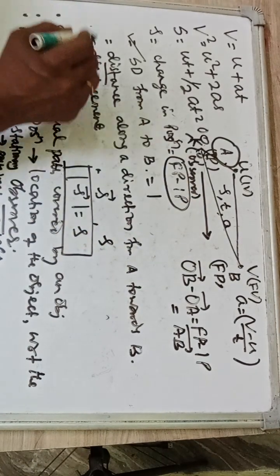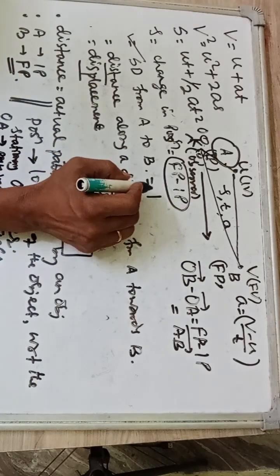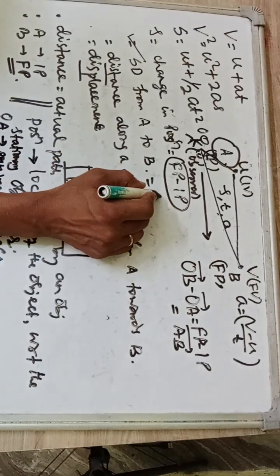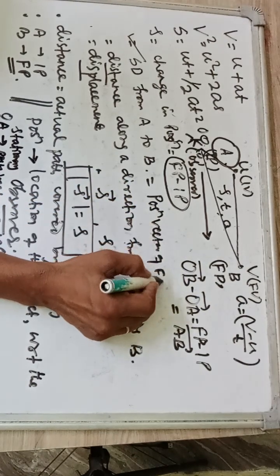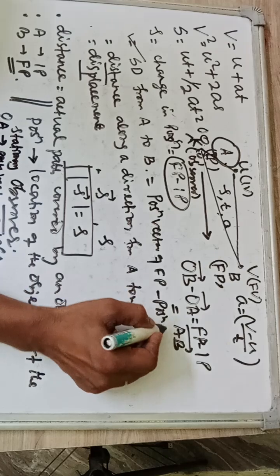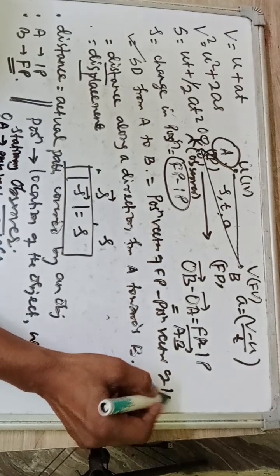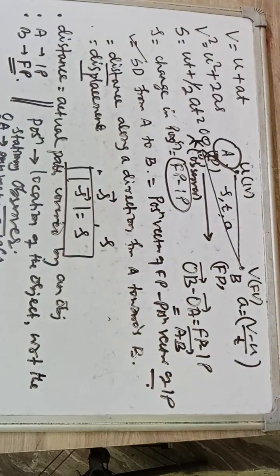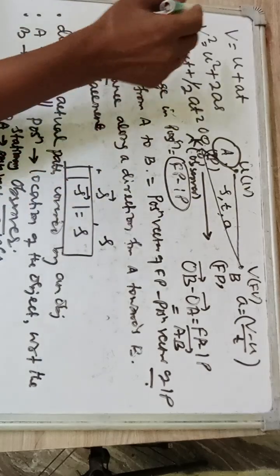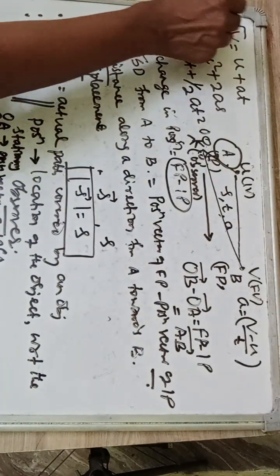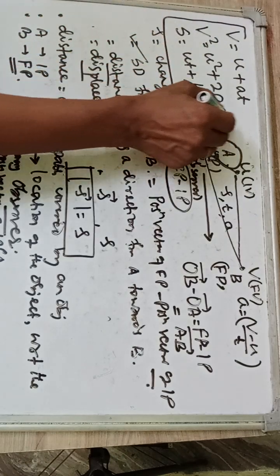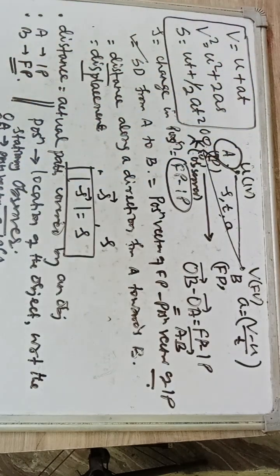This is final position minus initial position, that is the position vector of the final position minus the position vector of the initial position. In this way we can represent this motion using its displacement, its velocity, its acceleration. So we have got 3 kinematic equations. These 3 kinematic equations will be valid in all situations.